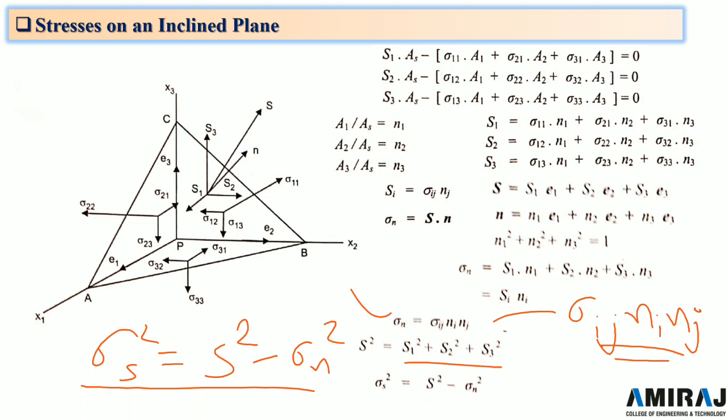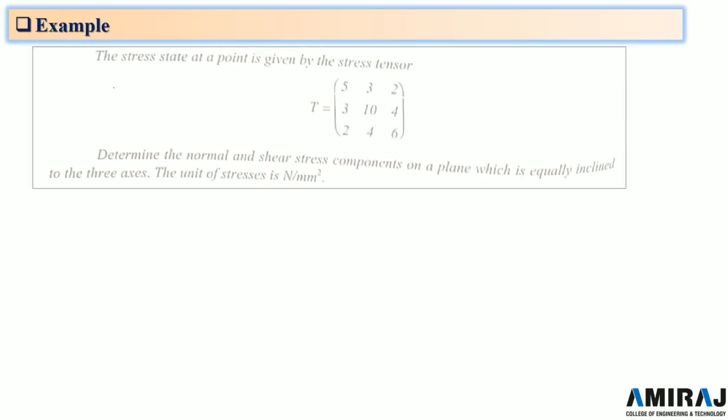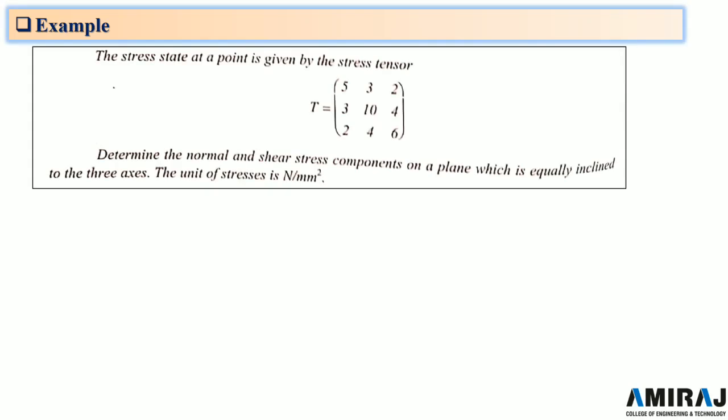Now let us take an example for the same. The stress state at a point is given by the stress tensor. The value of the stress tensor is given. Determine the normal and shear stress components on a plane which is equally inclined to the three axes. The unit of stresses is Newton per mm square.